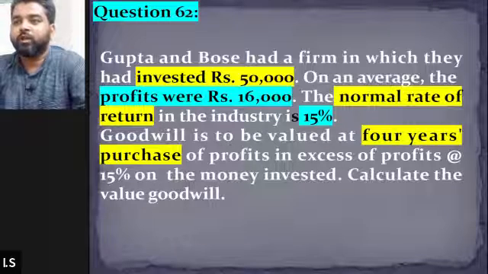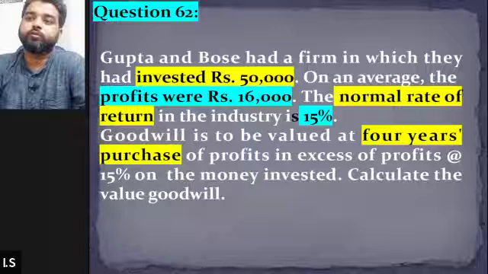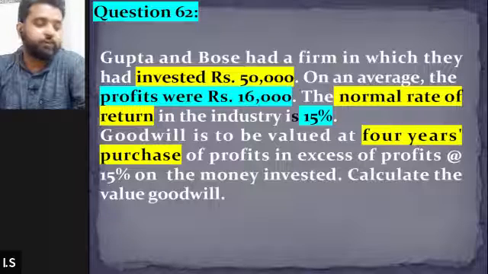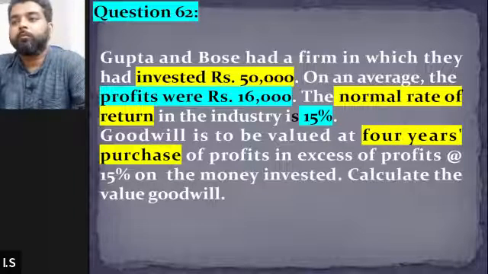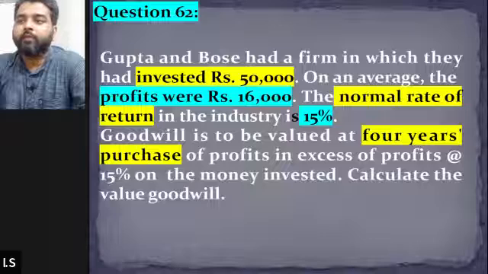That means it is talking about the super profit. Right? I hope this line is clear to all of you. We need to find out the 4-year purchases of profit in excess of the profit at the rate 15% on the money invested. That means the profit which is in excess of the normal profit of the industry. Calculate the value of the goodwill.